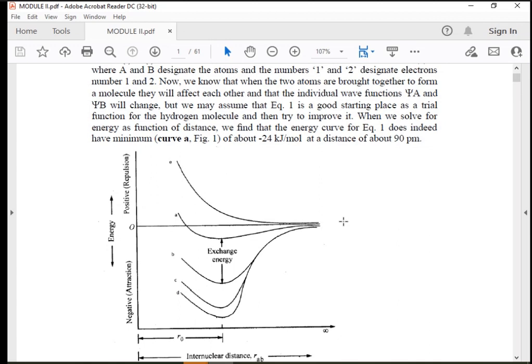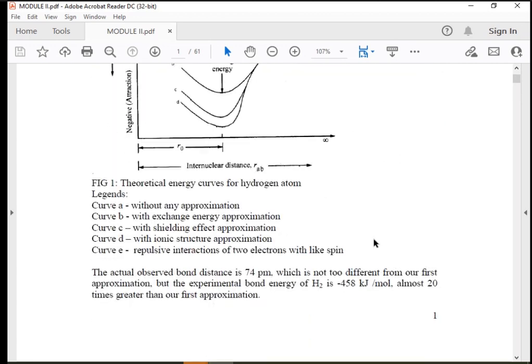So that means from the very beginning, if we look at this curve E, what happens? The energy starts increasing. What does that indicate? The energy becomes positive. That indicates the repulsion. Clear? Now one by one, we will discuss the approximations.